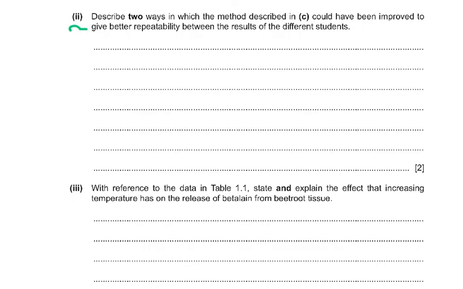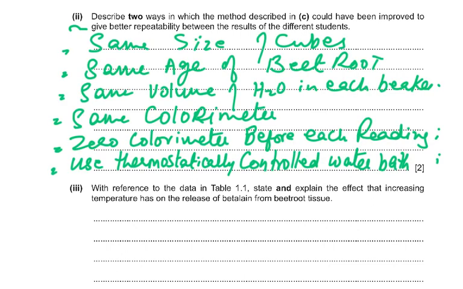Then check that the temperature of water in the beakers has equilibrated. Then zero the colorimeter, calibrate before each reading, and use a thermostatically controlled water bath. You only have to give me 2, but I have about 9 points, any 2 of which you could easily have given me. So be very careful when you are writing these so that you get your 2 marks. Same size, same age of beetroot, same volume of water in each beaker, same colorimeter, zero the colorimeter before each reading. You calibrate it, you take it to 0 every time, and then you use a thermostatically controlled water bath.